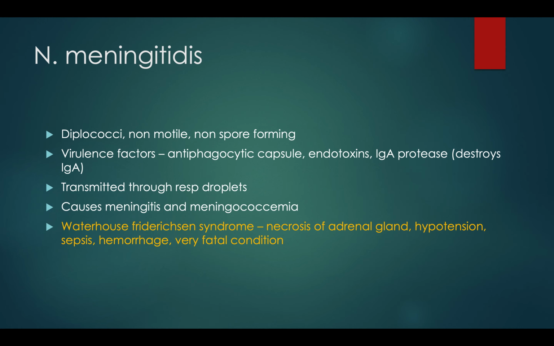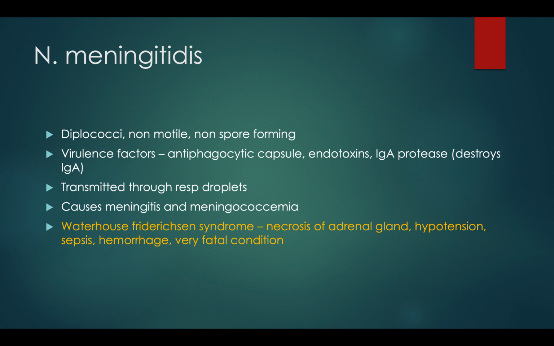We have N. meningitidis. It's a diplococcus. Diplococci are typically two cocci present together, so they always go together. Both of them can't live without each other. So you have a diplococcus. They're non-motile and non-spore forming. It's okay if you don't remember those two, but it's just to put it in the slide. The virulence factors are the antiphagocytic capsule, endotoxins, and IgA protease. IgA protease is the one which destroys immunoglobulin A.